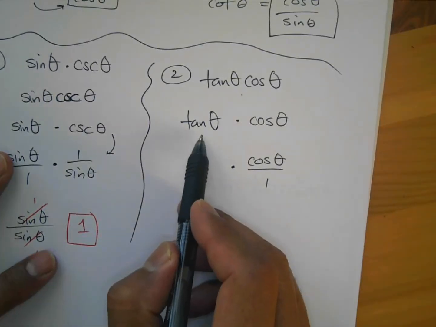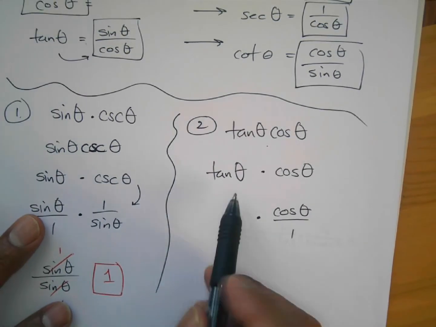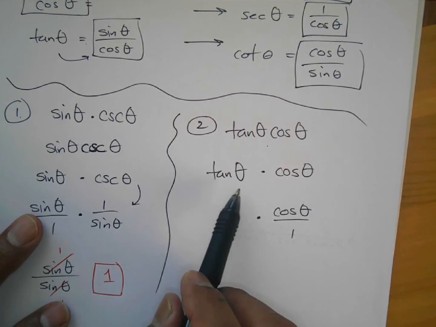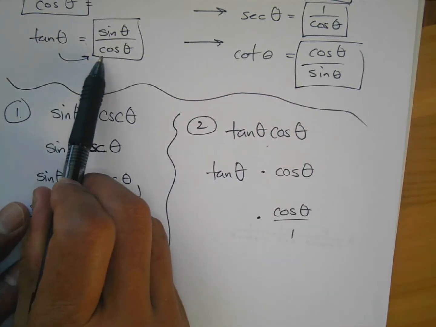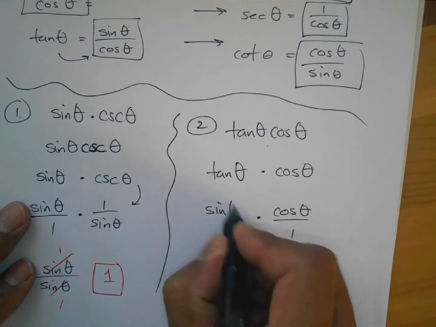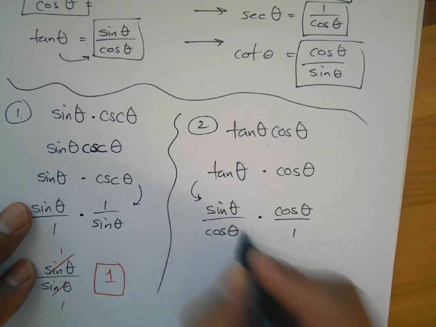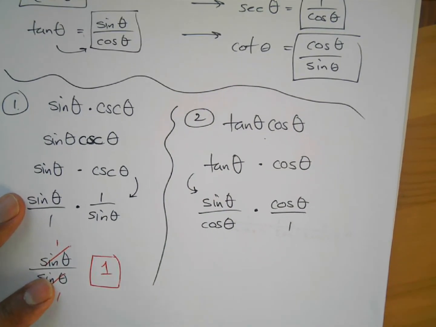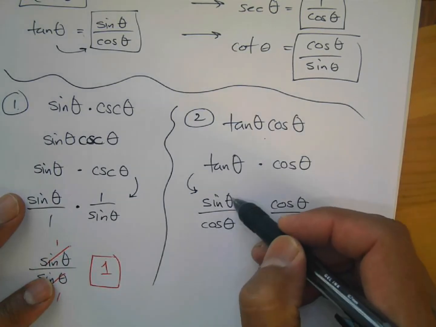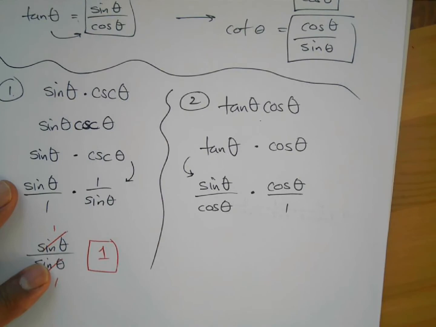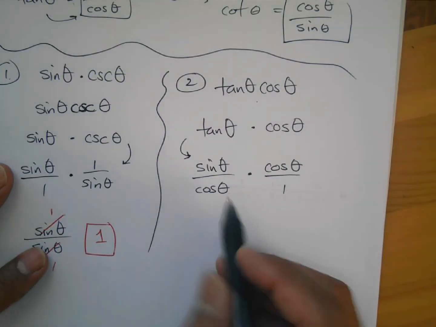And tangent, you're not going to write as 1 over cotangent. It is true that tangent is 1 over cotangent, but for these identities, what do I know for tangent that has a sine and a cosine? Tangent is sine over cosine. This one we left, it was already a cosine. This one we changed tangent to sine over cosine.